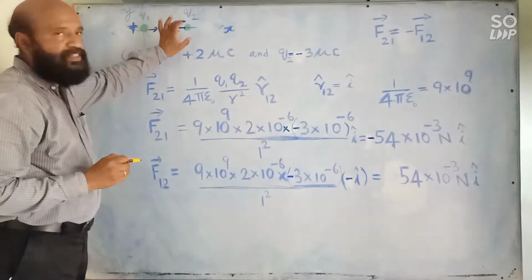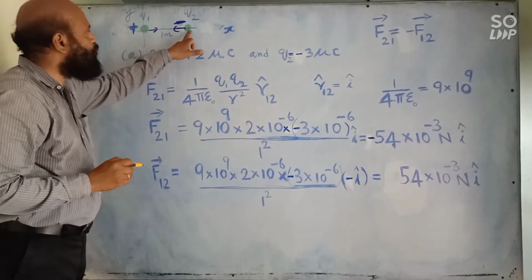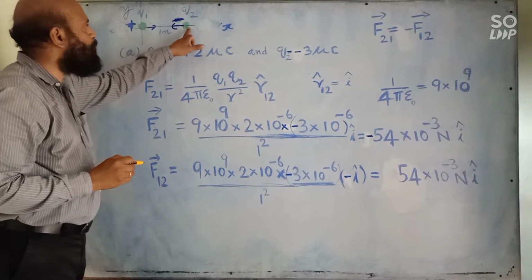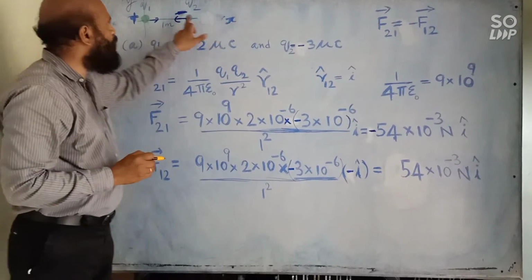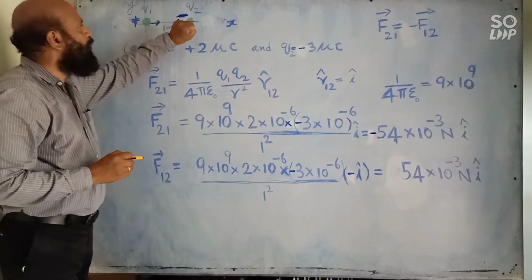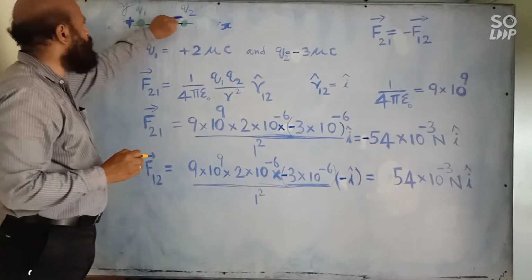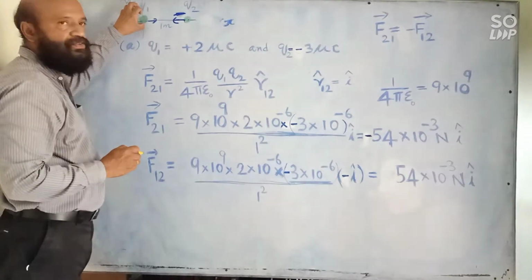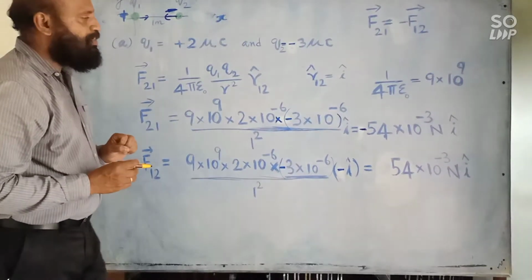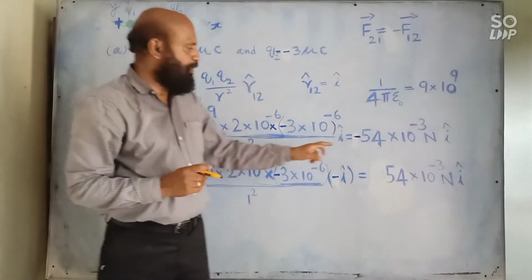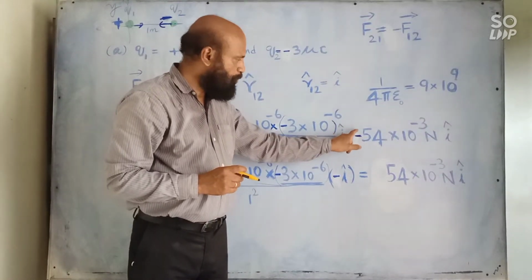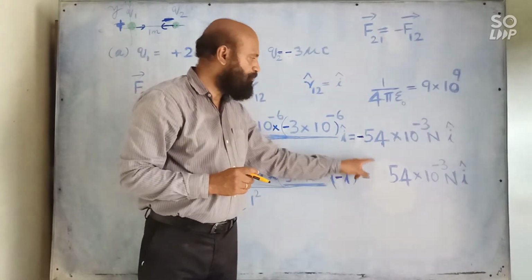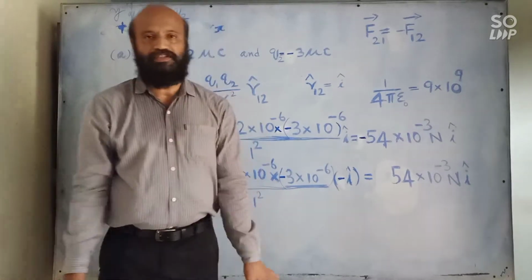For the previous case, this charge was experiencing force along the positive x-axis. Now since it is negative, it is experiencing force along the negative x-axis, and this is experiencing a force along the positive x-axis. Only the direction changes, but the magnitude is the same. In the previous case, this was positive and this was negative. Now this is negative and this is positive.